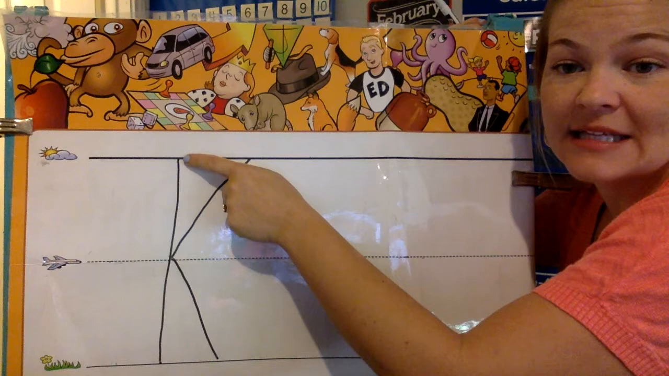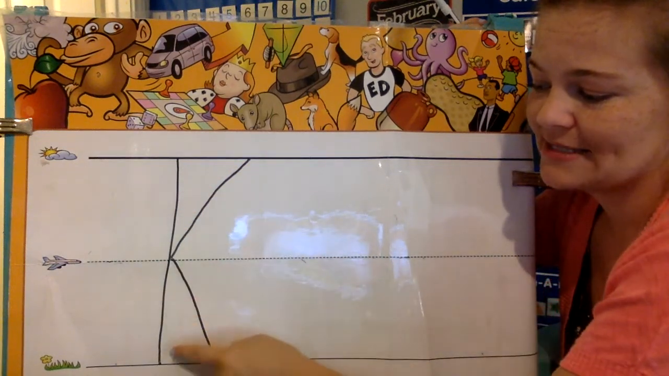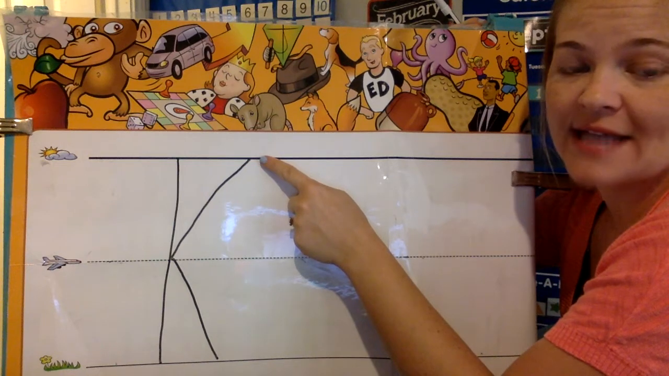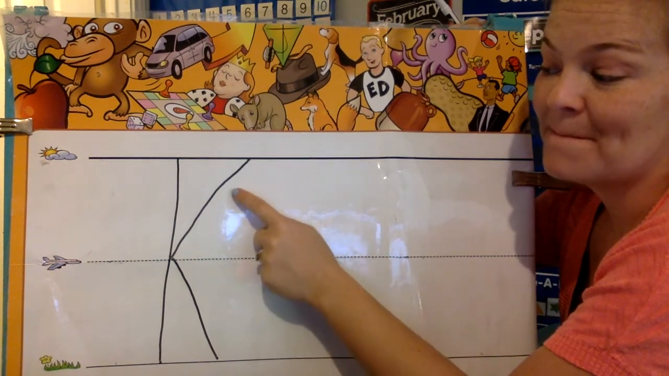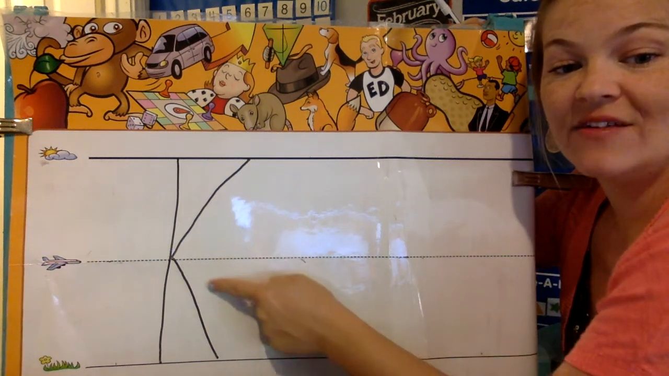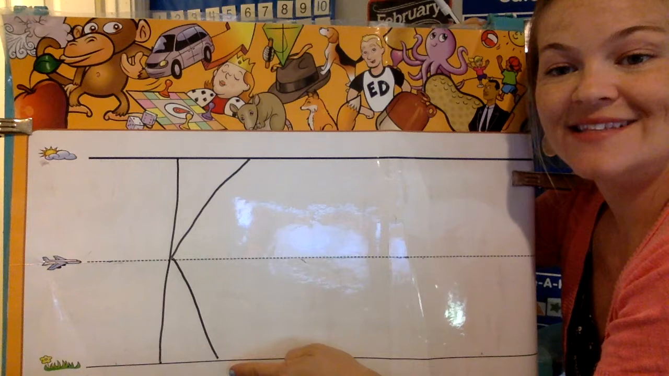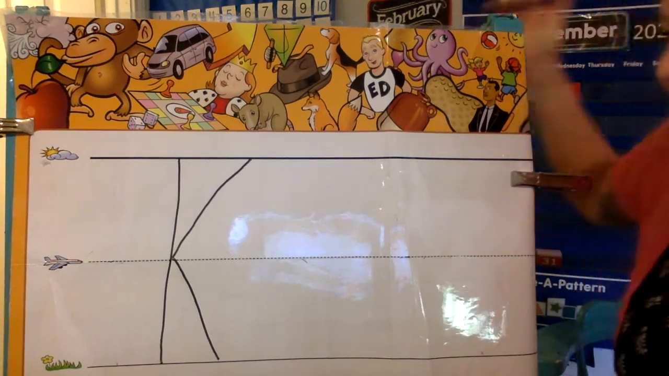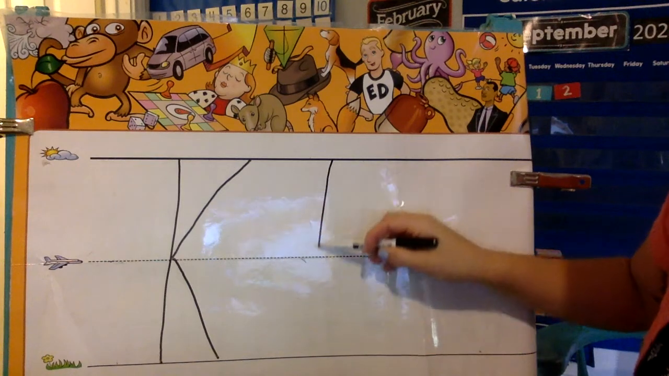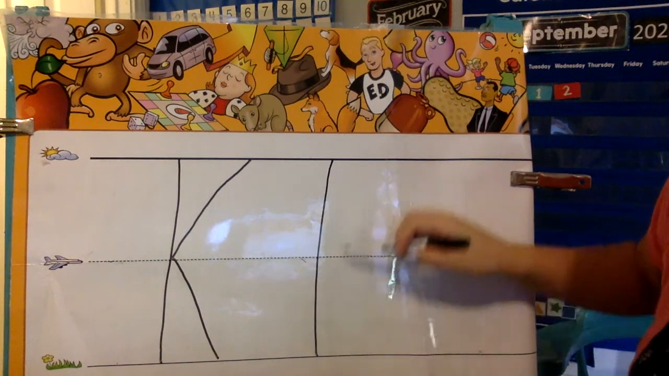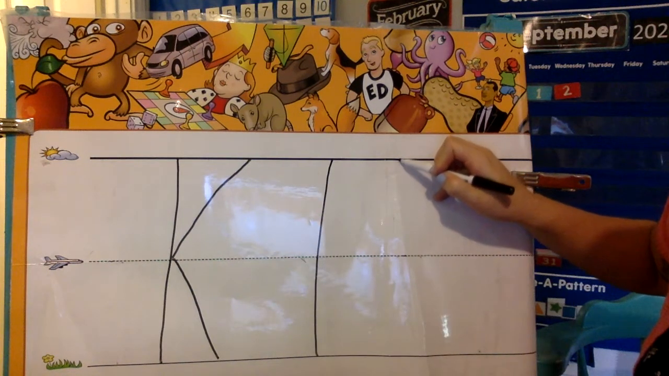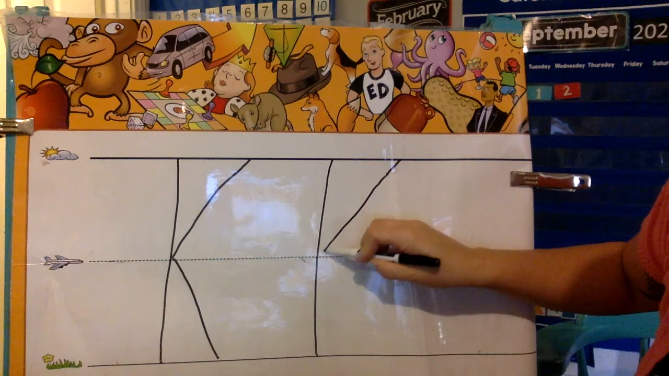So I'll say it again. You start from the skyline and go straight down to the grass line. Then start a little bit farther on the skyline and slant backwards to the plane line. And then slant forwards to the grass line. Let's try it again. So put your marker on the skyline and go straight down to the grass line. Then put your marker on the skyline again and slant backwards to the plane line.